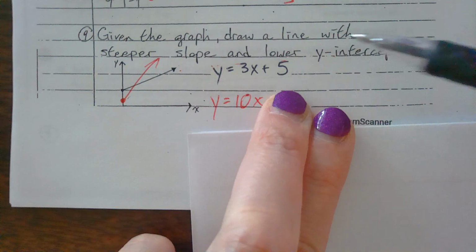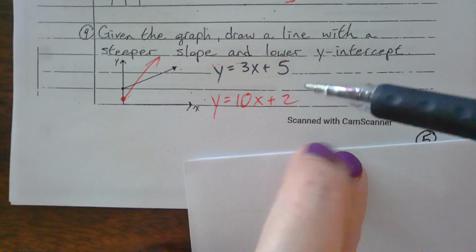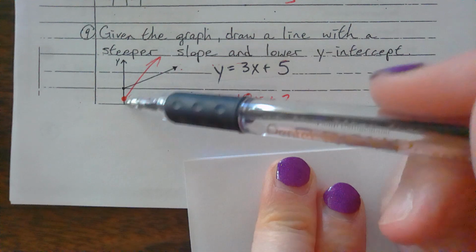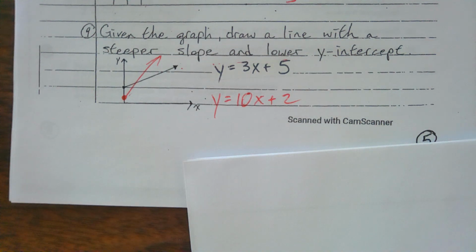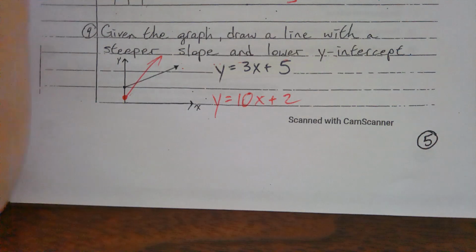And a lower y-intercept, lower than 5. So in this case, let's say 2. And visually, you have something like this, more steep. Okay. All right, so this was on your last assignment.